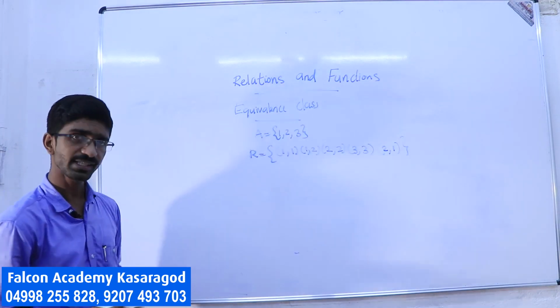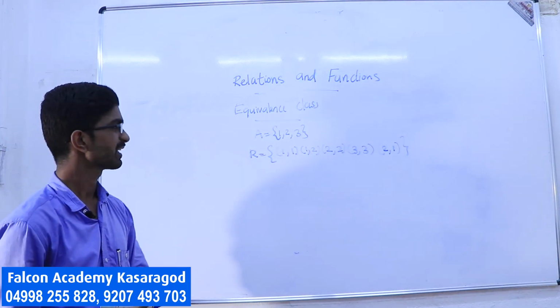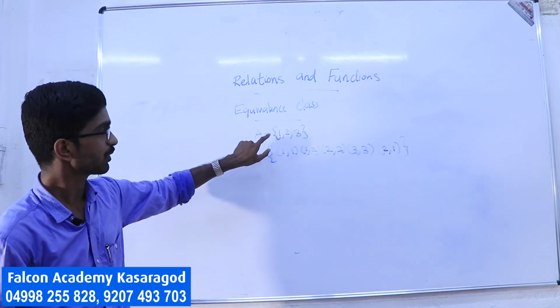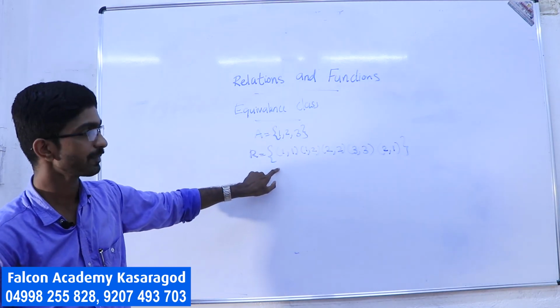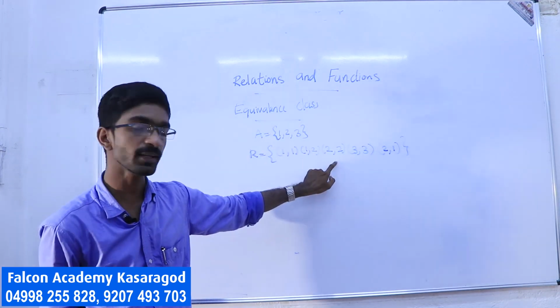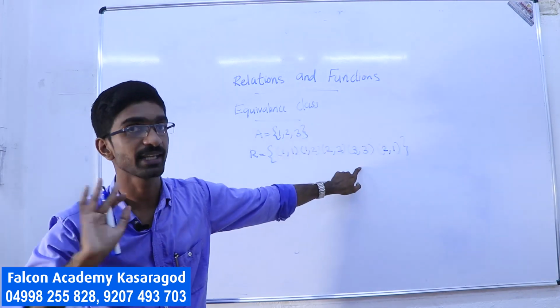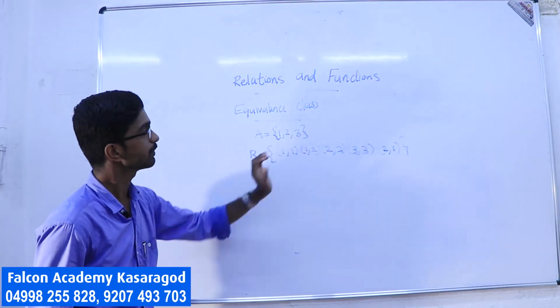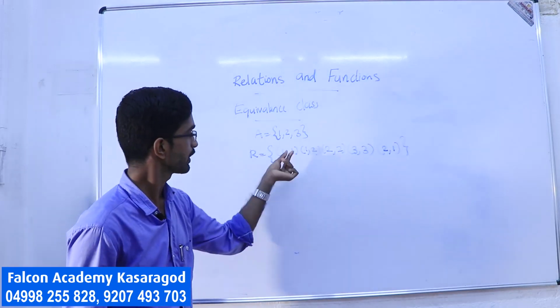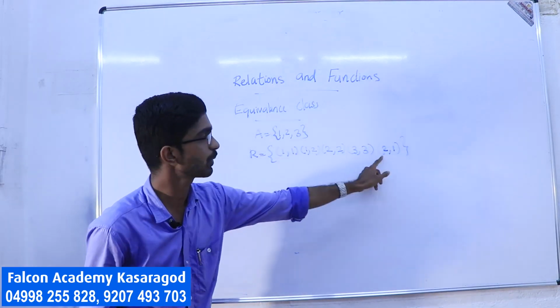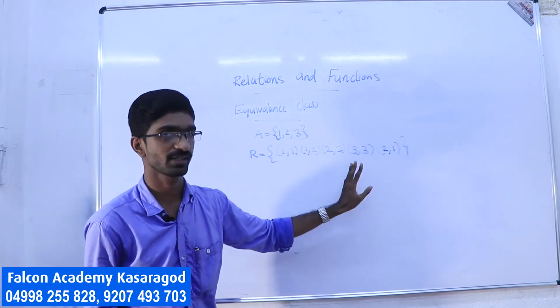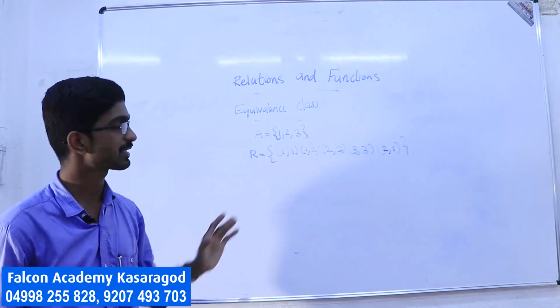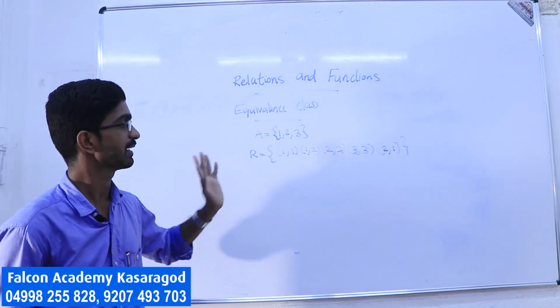Now check the 3 conditions. Reflexivity. So 1 belongs to A, so (1,1) is there. 2 belongs to A, so (2,2) is there. 3 belongs to A, so (3,3) is there. So clearly it is reflexive. Now to check the symmetricity. (1,2) is there, so (2,1) is there. No other elements. So we can clearly say this is also a symmetric relation.